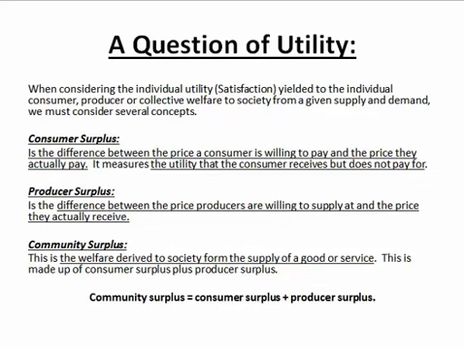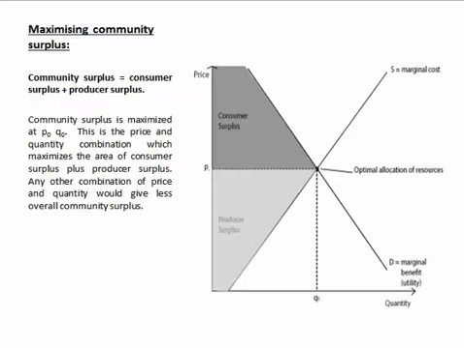Community surplus. This is the welfare derived by society from the supply of a good or service, and it's made up of consumer surplus plus producer surplus. As you can see in front of you, community surplus is maximised at P0 Q0. This is the price and quantity combination which maximises the area of consumer surplus plus producer surplus. Any other combination of price and quantity would give you less overall community surplus.